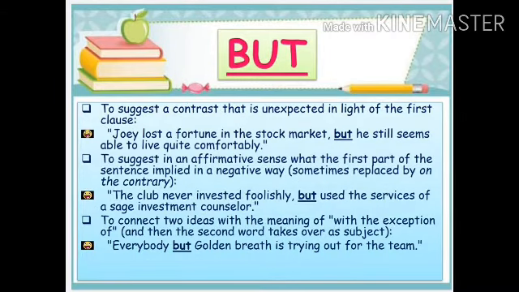See, children, let us know how to use but in different situations. First one, to suggest a contrast that is unexpected in the light of the first clause. Example: Joey lost a fortune in the stock market, but he still seems able to live quite comfortably. So one is an unexpected event, contrasting events from one another.